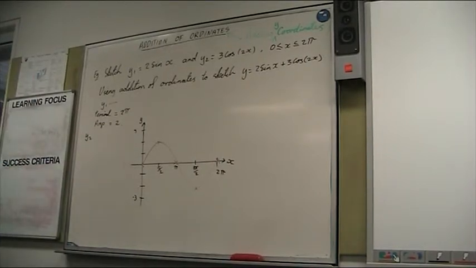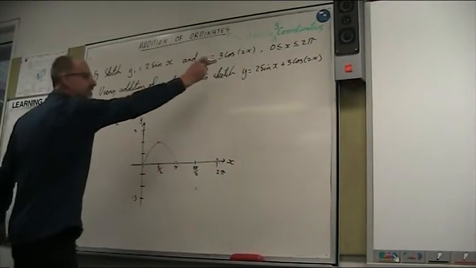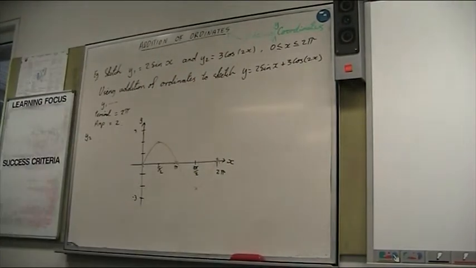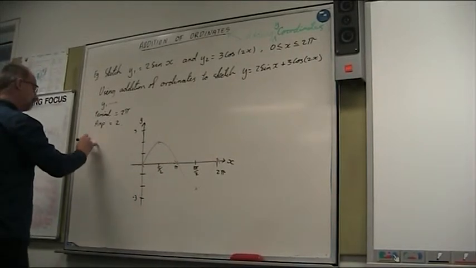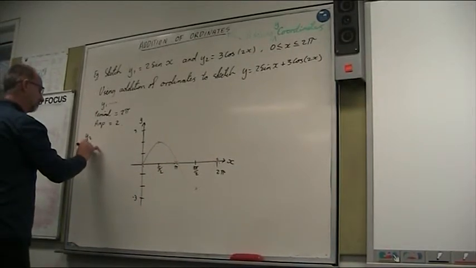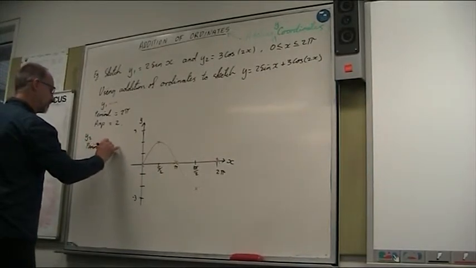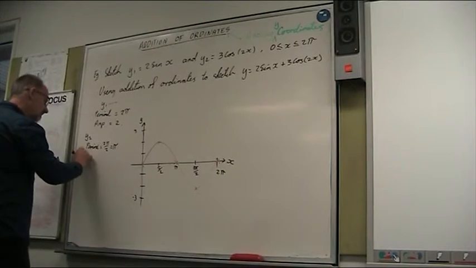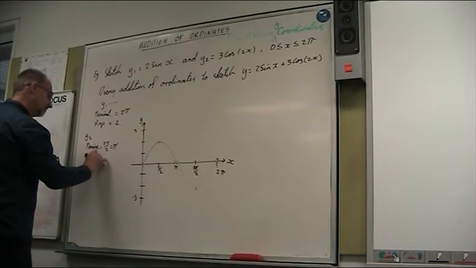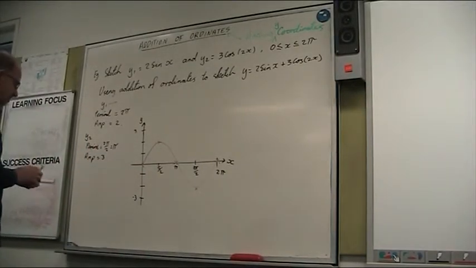y2, what's our period of y2? Yeah, it is pi. 2 pi on 2, which is pi. Amplitude, 3.